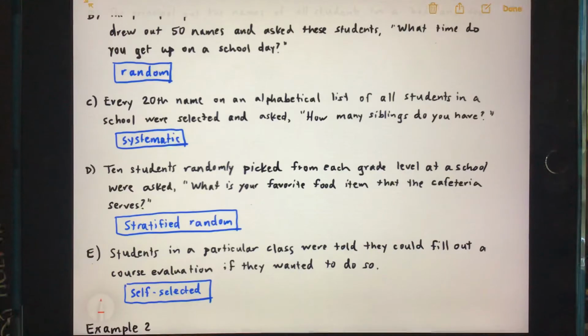Letter E, board problem E. Students in a particular class were told they could fill out a course evaluation if they wanted to do so. Well, that's a self-selected sampling method. And again, you may or may not get a representative sample running a survey in that way, because typically you're only going to get students who feel very strongly one way or the other about that course to fill it out. So that wouldn't represent the views of perhaps the many that are neutral and in the middle.